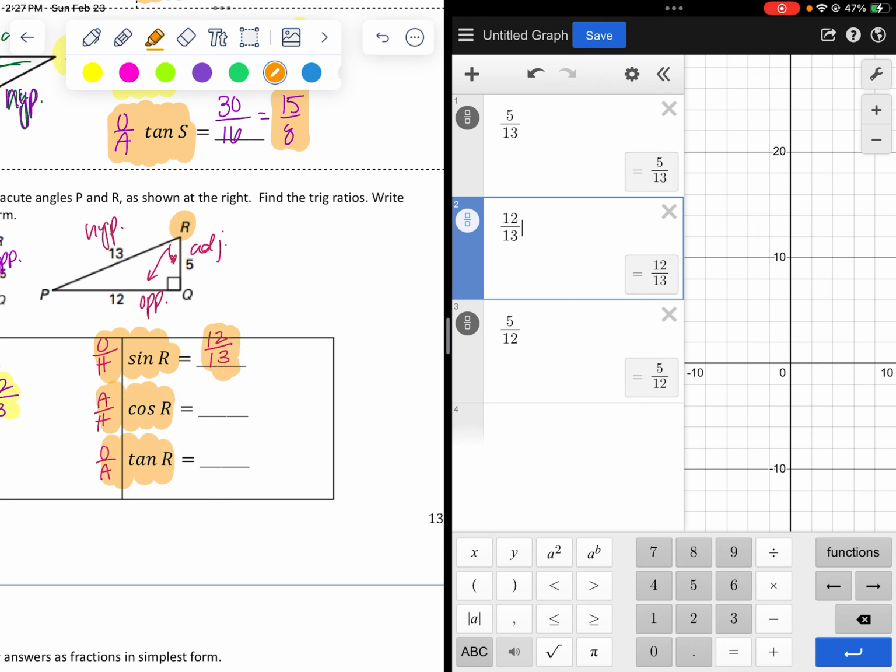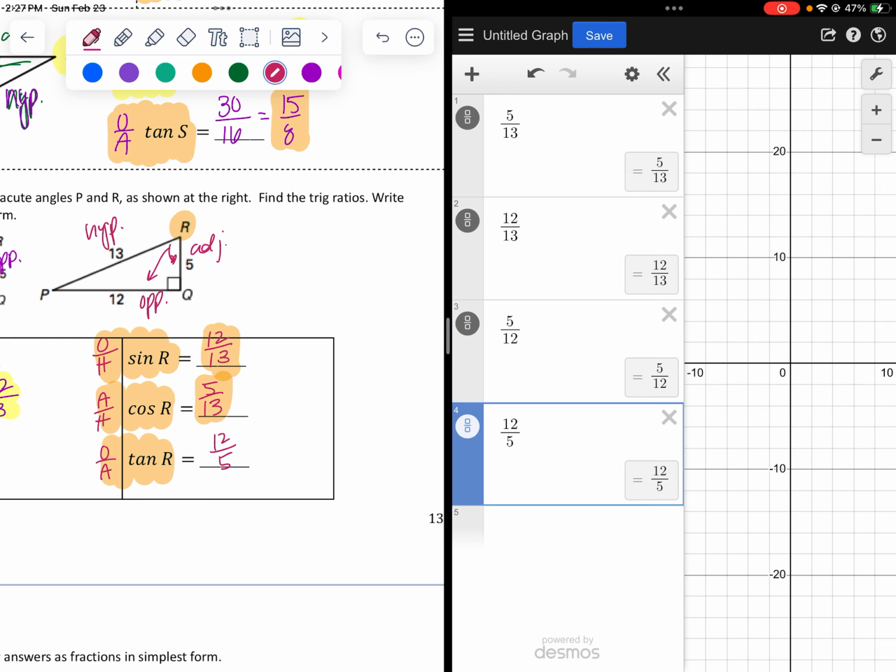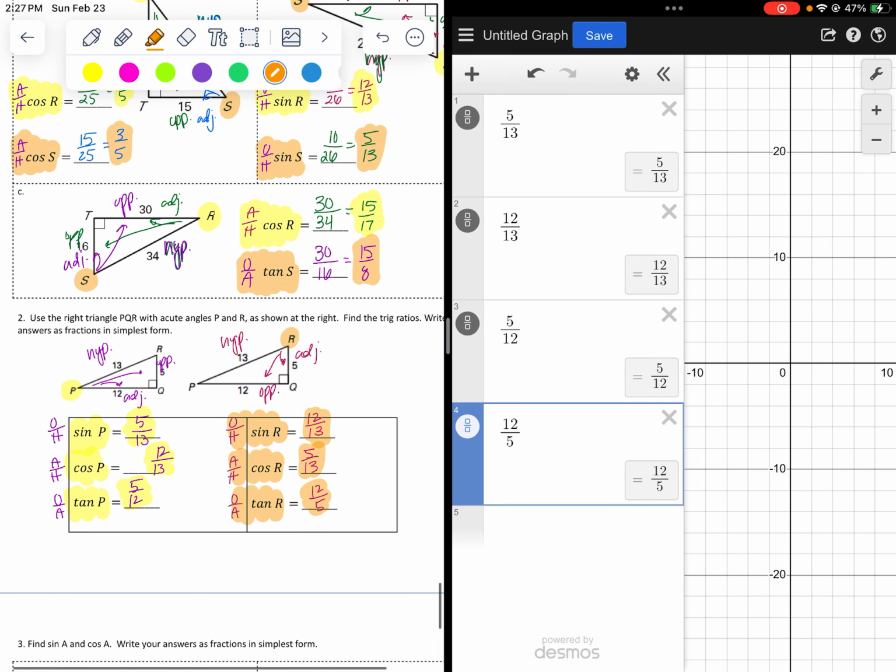Right? Then we have cosine of R, so I'm looking at my adjacent side over my hypotenuse. Same exact thing. We did that over here. Right? So see that we don't reduce it. We keep it the same. Last but not least, the tangent. So the opposite over the adjacent, which is 12 over 5. Now this one we do have to check. And it stays the same. Nice. So that is all for today's notes.